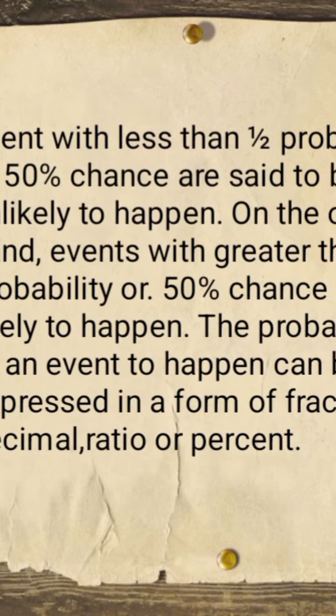Next, events with less than 1/2 probability or 50% chance are said to be unlikely to happen. On the other hand, events with greater than 1/2 probability or 50% chance are likely to happen. The probability of an event to happen can be expressed in the form of fractions, decimals, ratios, or percent.